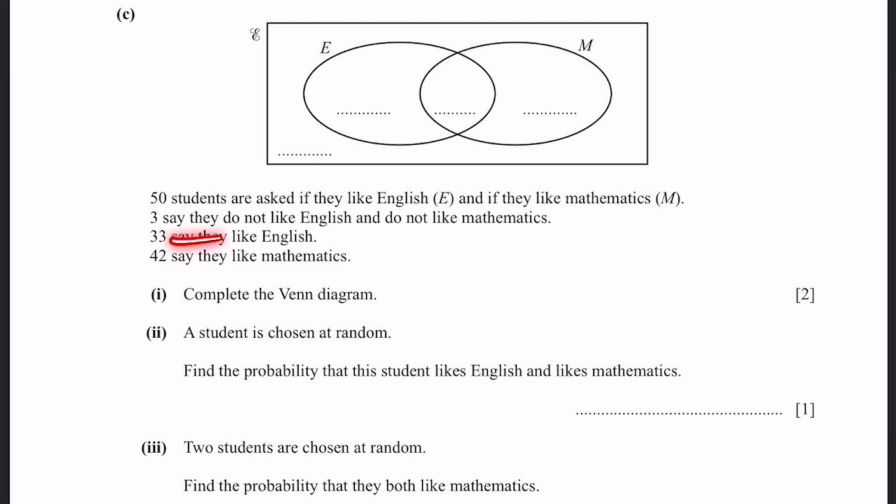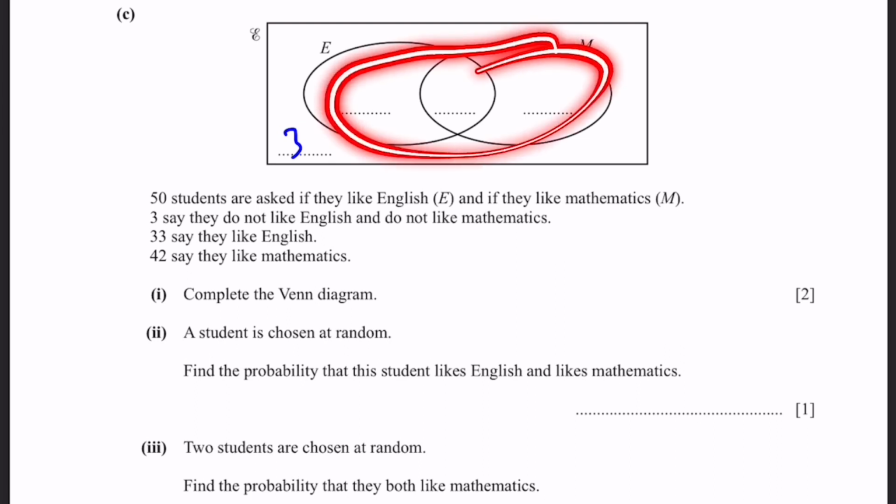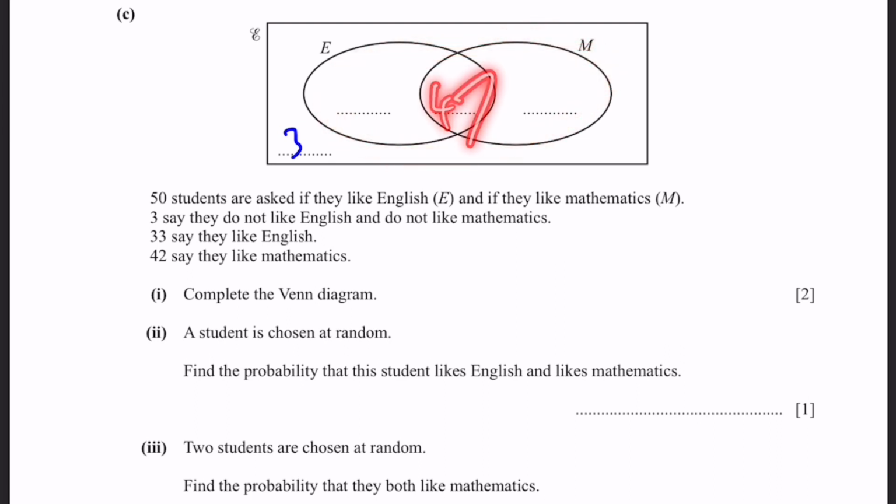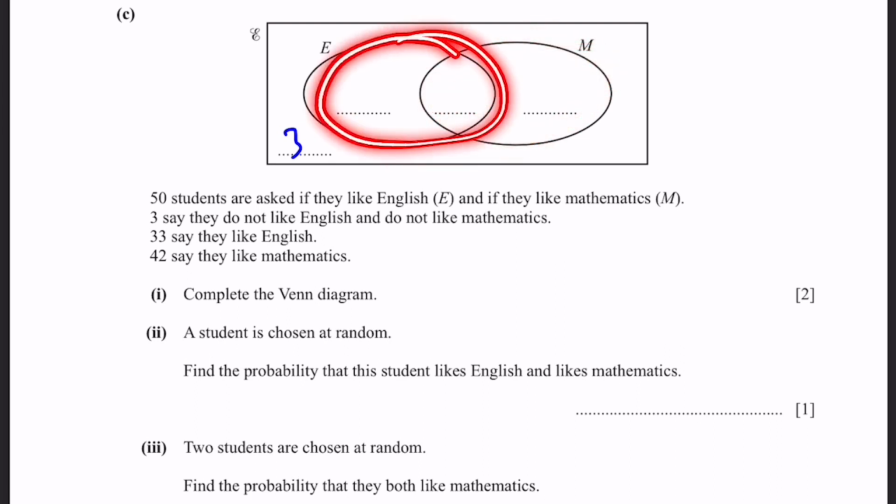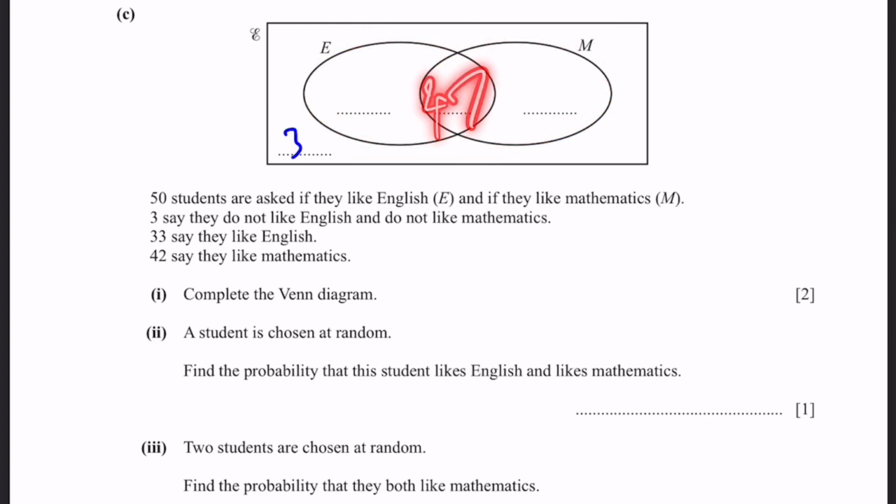First thing we know that 3 does not like any of them, so 3 is over there, outside. Now we need to make the remainder of this add up to 47, which means the people in English plus the people in math are 47. The center value will be counted in English and math. So if we add this up, we get 75. And then minus 47, we get 28. So 28 people like both.